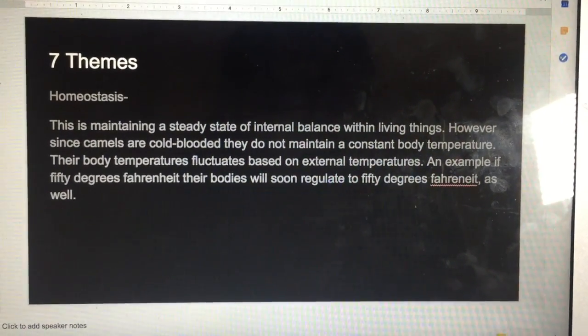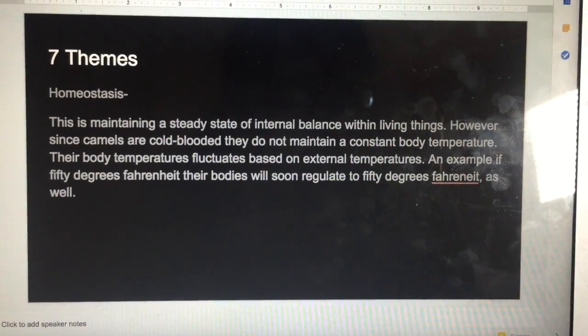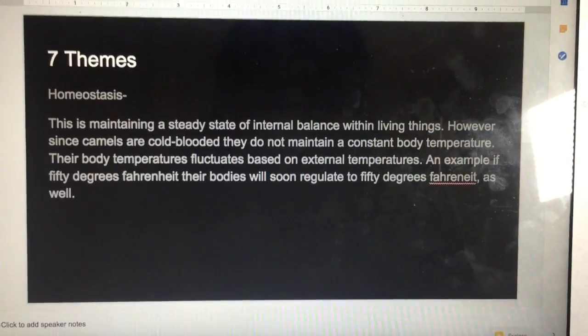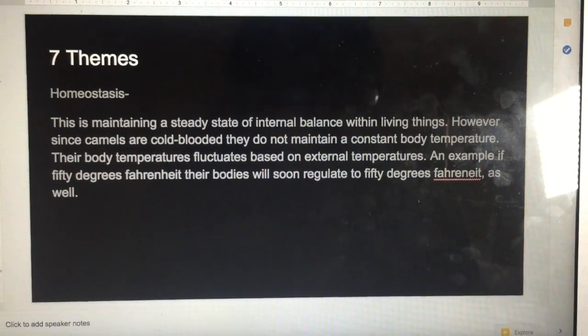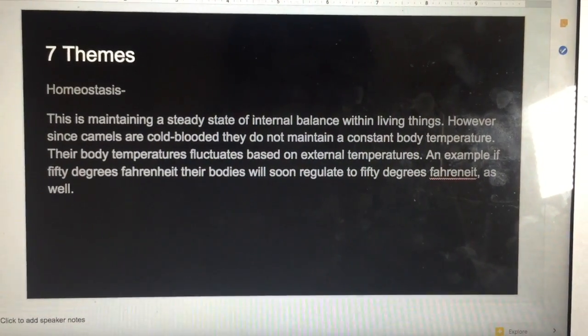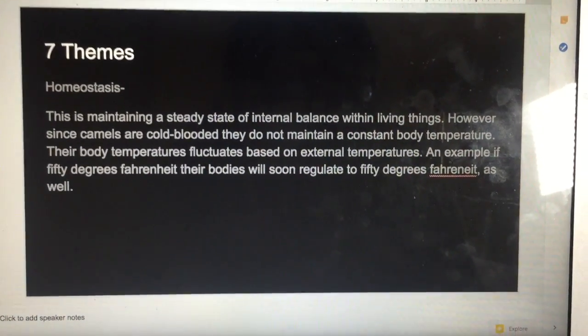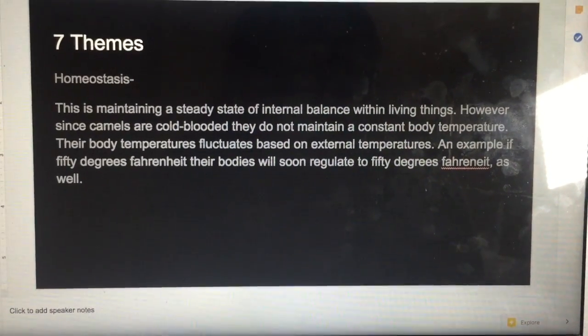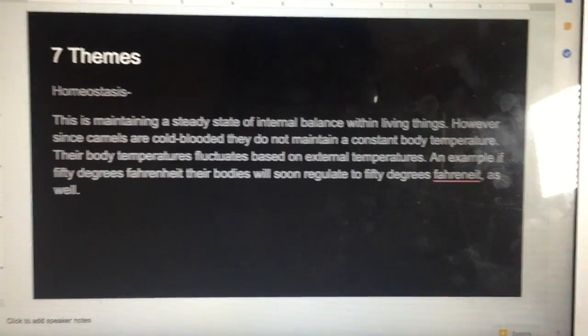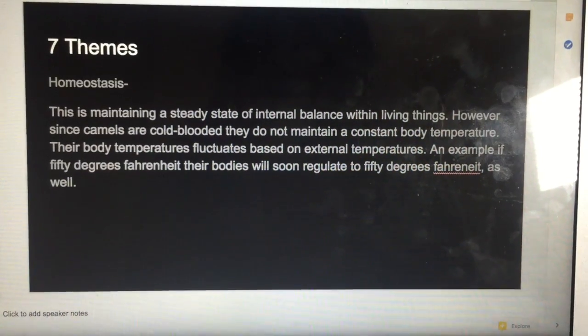Homeostasis is maintaining a steady state of internal balance within living things. However, since camels are cold-blooded, they do not maintain a constant body temperature. Their body temperature fluctuates based on the external temperatures. An example is if it's 50 degrees Fahrenheit, their bodies will soon regulate to 50 degrees Fahrenheit as well.